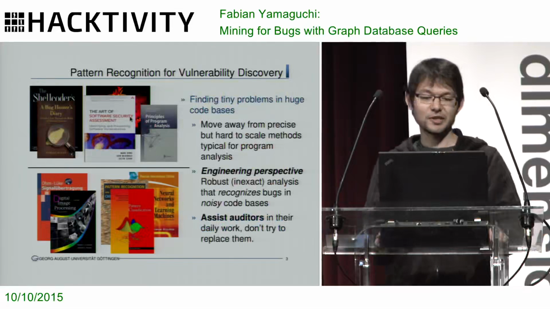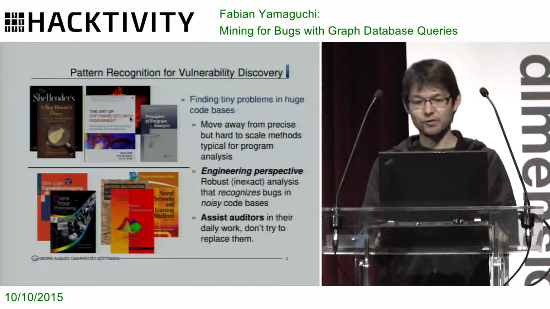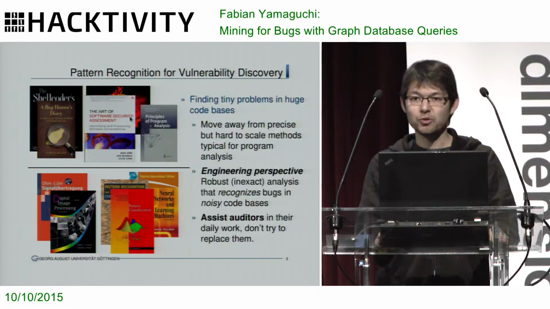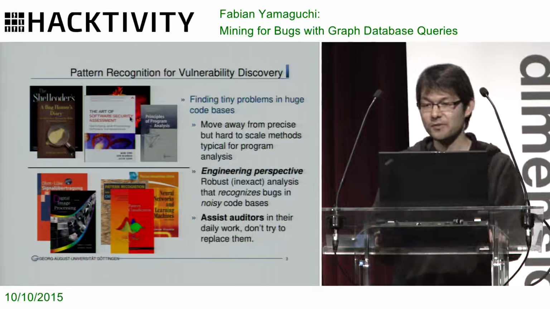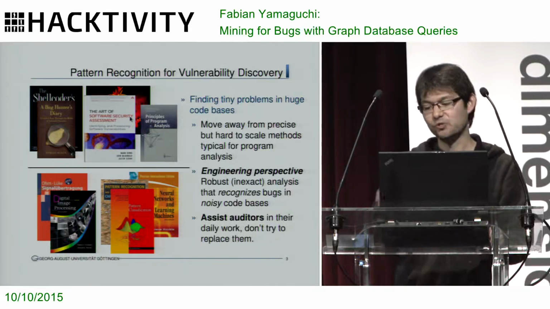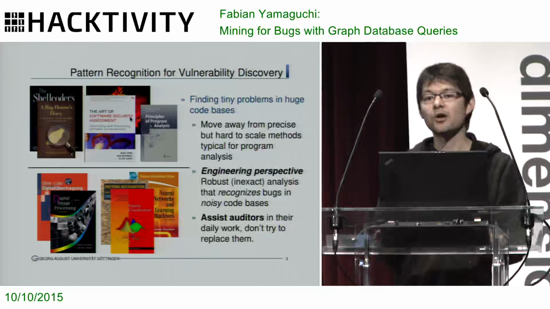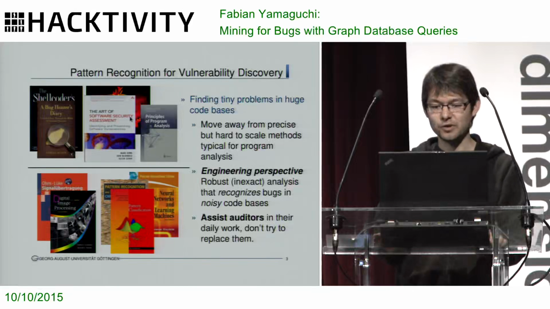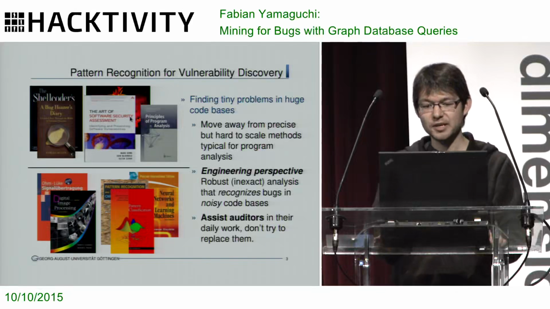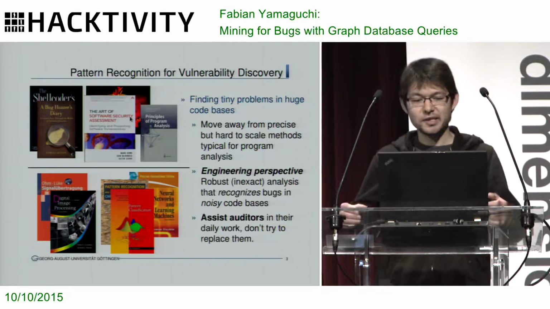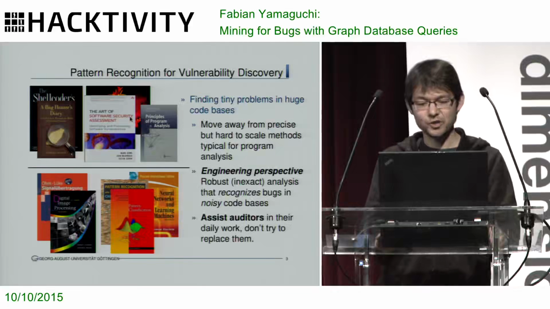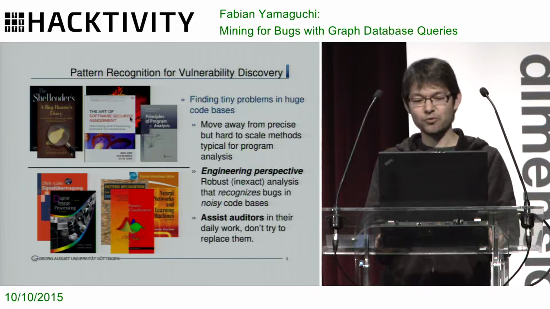Now, the idea of my work is to apply pattern recognition for vulnerability discovery. And in contrast to many approaches that you see, particularly in academic work, I don't try to focus on exact methods where you reason about confined regions of code in great detail, and you assume that you can exactly model all of the instructions of the language that you're looking at. But instead, I'm taking a pattern recognition perspective where I try to recognize as opposed to detect bugs.